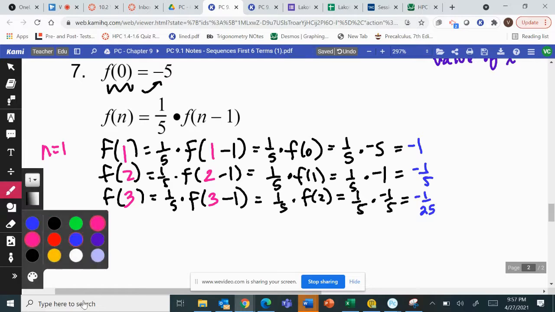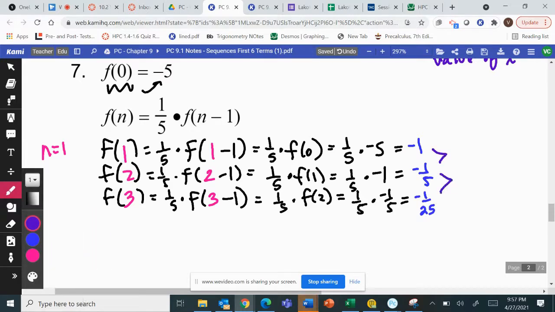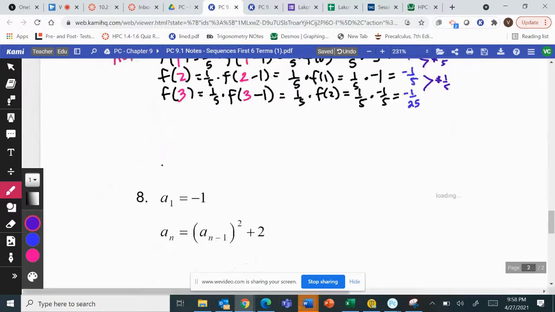So just looking at the differences over here, it looks like we're not adding each time, we're actually multiplying each of these by 1/5. So you could probably find the rest of the patterns from that. Or the rest of the terms, I should say.